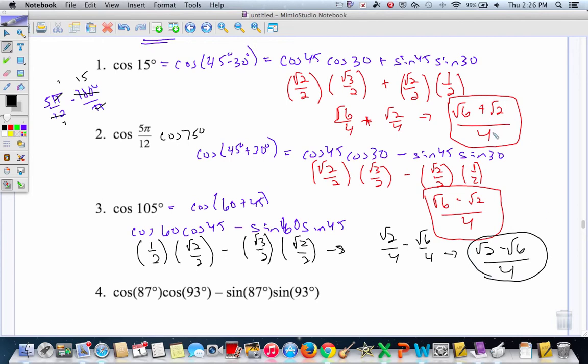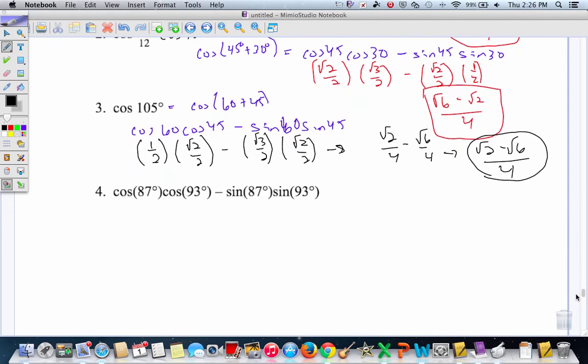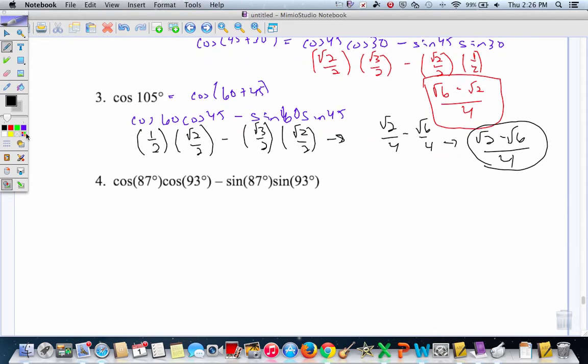So as I mentioned, you have the same types of answers each time. The order might change, the operations might change, but we're working with those same values each time, so they will be very similar. Notice number 4 is one where it looks like we work backwards. It's already expanded form. So hopefully you notice with this minus sign in the front, it falls into the pattern of the cosine of A plus B.